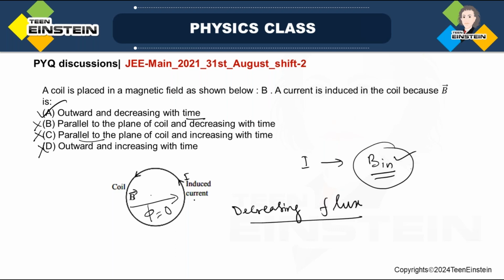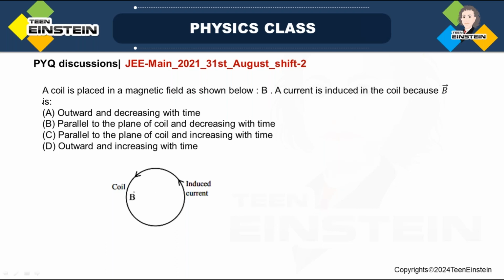According to the induced current direction, the magnetic field will be outward, that is coming out of the plane of the paper, and it is decreasing. If it is increasing, then the induced current will be in the opposite direction, clockwise, so that the induced magnetic field will be reducing the cause or opposing the cause. So this is the answer. So what is the answer then? Answer will be the first option.